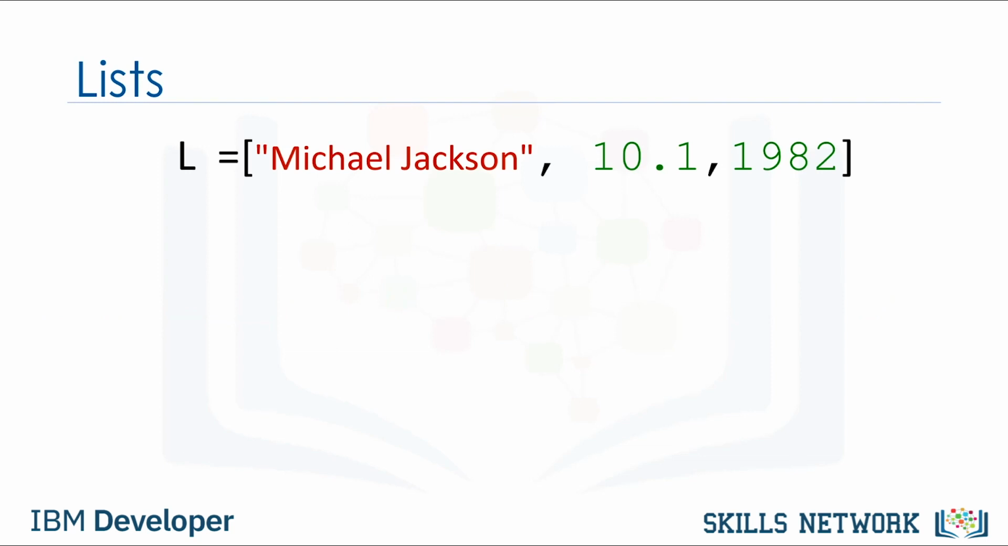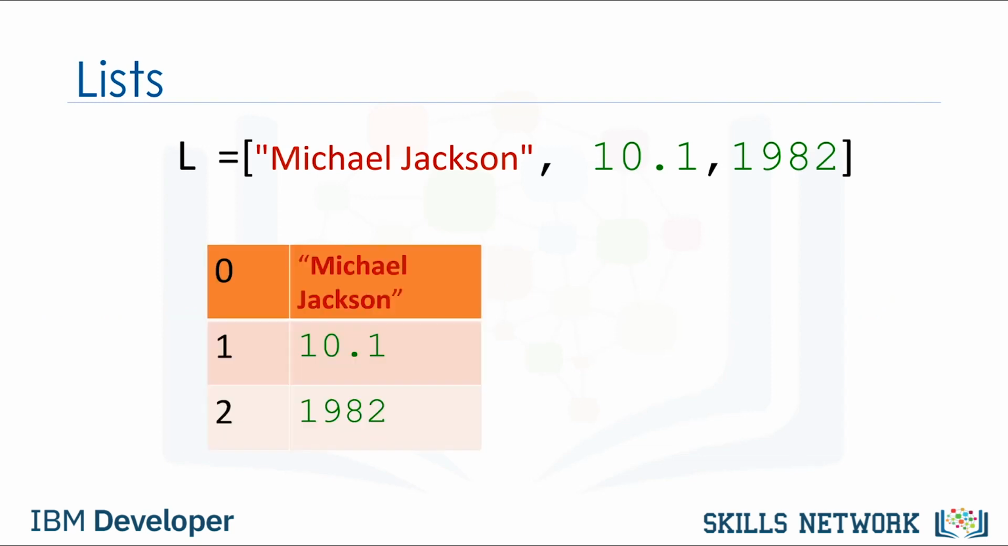Like tuples, each element of a list can be accessed via an index. The following table represents the relationship between the index and the elements in the list. The first element can be accessed by the name of the list followed by a square bracket with the index number, in this case 0.